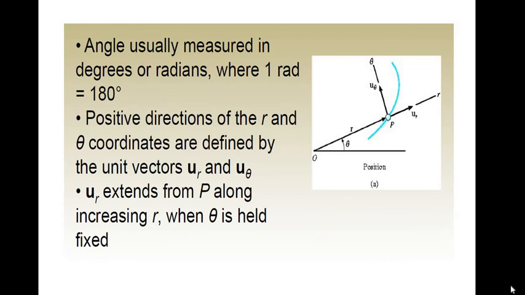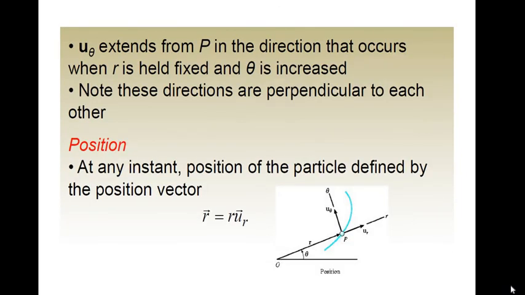Angle is usually measured in degrees or radians, where 1 radian is equal to 180 degrees divided by pi. The positive directions of the r and theta coordinates are defined by the unit vectors ur and u theta. Ur extends from P along the increasing r when theta is held fixed, as shown in the figure. U theta extends from P in the direction that occurs when r is held fixed and theta is increased. Note these directions are perpendicular to each other.